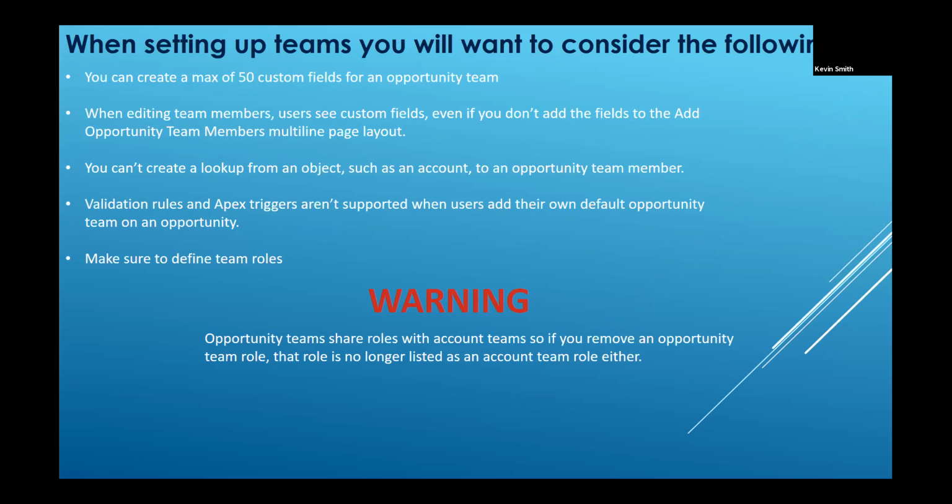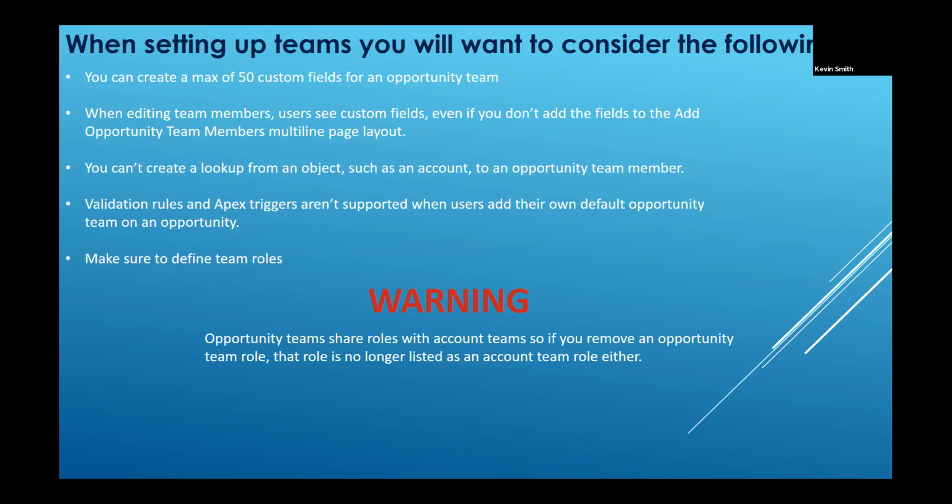So when setting up teams, you will want to consider the following. You can create a maximum of 50 custom fields for an opportunity team. When editing team members, users will see custom fields even if you don't add those fields to the Add Opportunity Team Members multi-line page layout. You can't create a lookup for an object such as an account to an opportunity team member. And then your validation rules and Apex triggers aren't supported when users add their own default opportunity team on an opportunity. And of course, make sure that the team roles are defined.